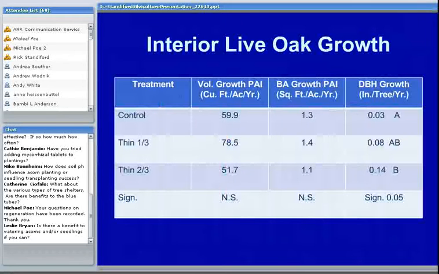Once again, the individual trees grew more quickly, actually almost 5 times faster in diameter growth in the 2/3 thinned area, and about 2.5 times faster in the 1/3 thinned than in the controls. The growth was approximately the same for the control and the thinning 2/3, and about a 50% higher stand growth with the 1/3 thinning level.